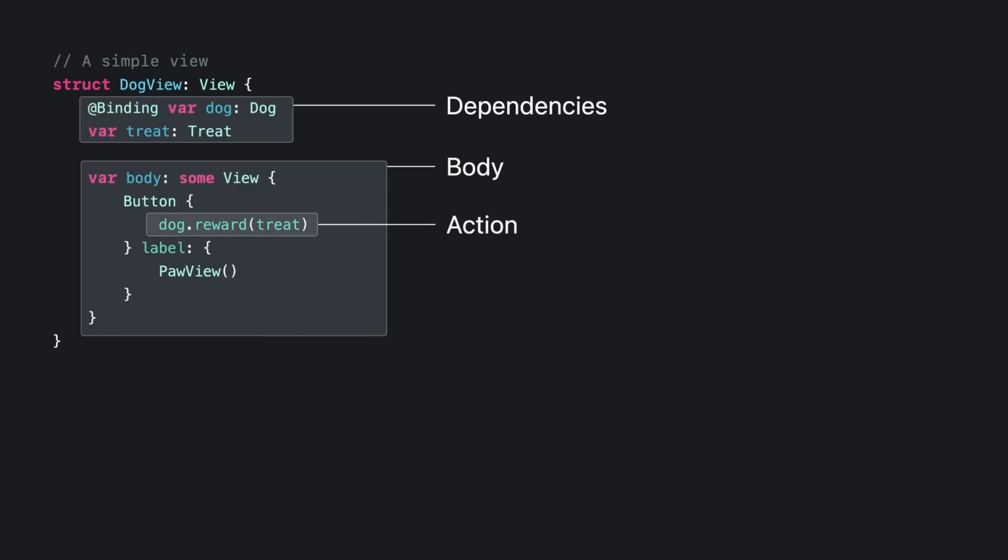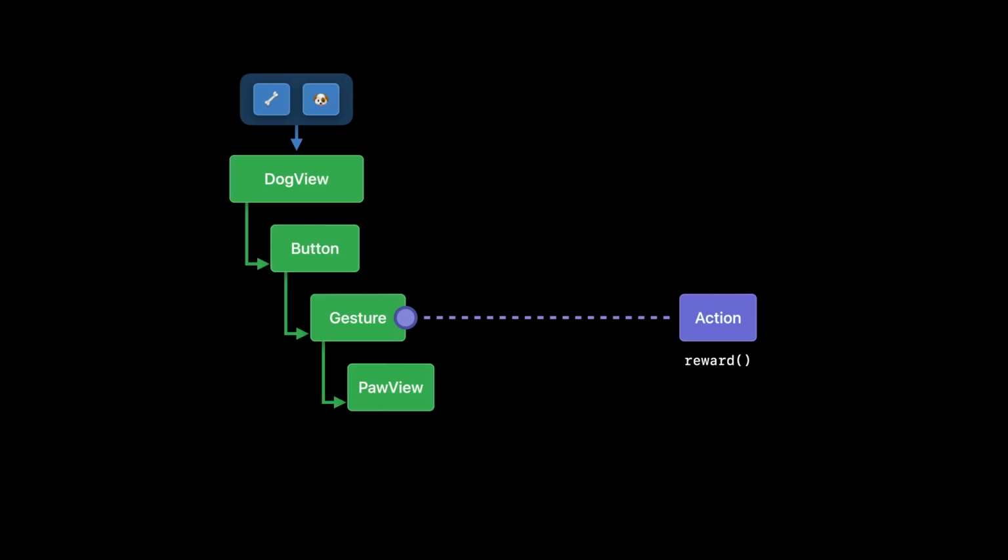Actions are what trigger changes to a view's dependencies. Let's swap the code out for an equivalent diagram. Here's a diagram of our dog view. When we tap on the button, it dispatches an action to reward the dog. Our dog gulps down the treat in a flash, and that results in a change to the dog. Maybe he wants another. Because the dependency changed, dog view produces a new body.